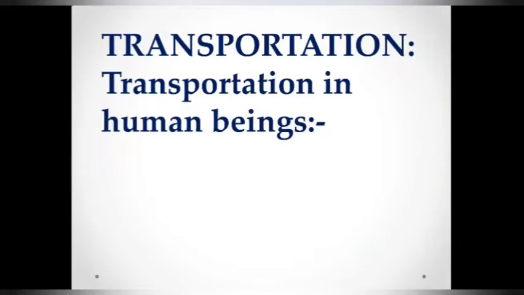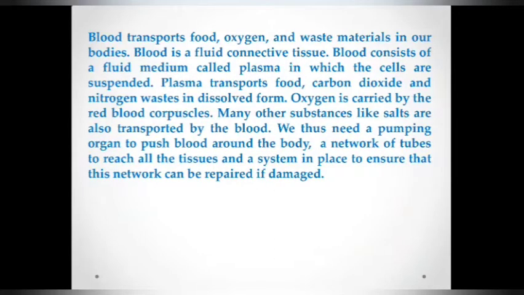Transportation in human beings. Blood transports food, oxygen, and waste materials in our bodies. Blood is a fluid connective tissue. Blood consists of a fluid medium called plasma in which the cells are suspended. Plasma transports food, carbon dioxide, and nitrogen wastes in dissolved form. Oxygen is carried by the red blood corpuscles. Many other substances like salts are also transported by the blood.